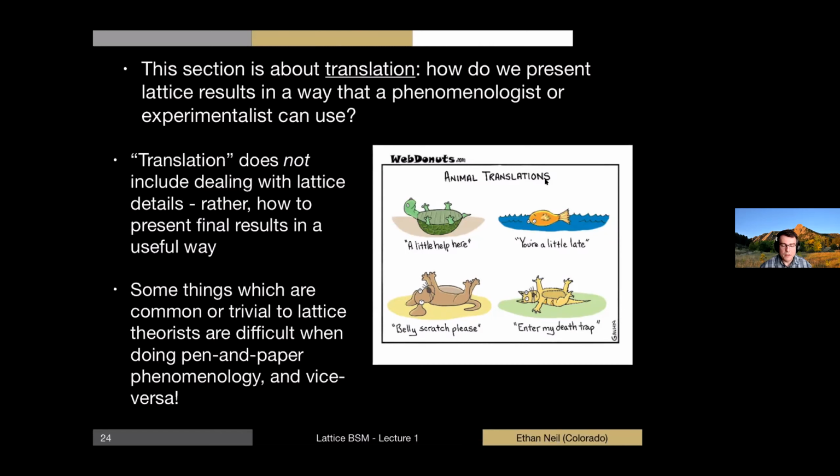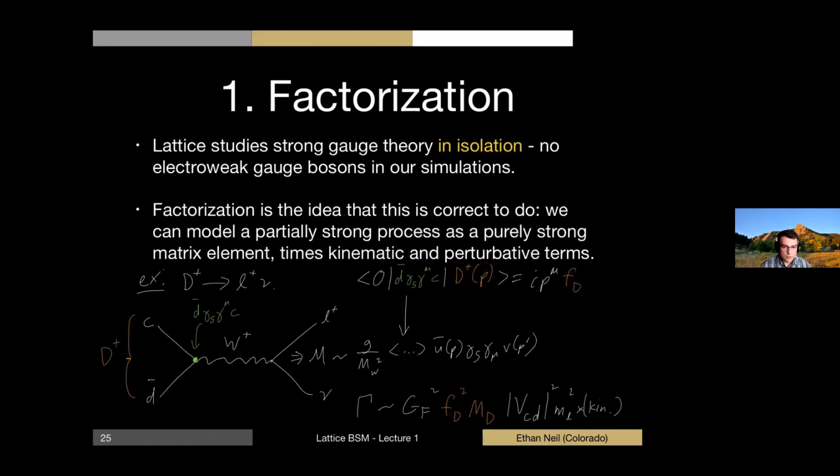And the reason I say this is about translation is that there's oftentimes a small language barrier between lattice experts and phenomenology experts. It can be difficult to translate certain things. There are things that are really common or kind of trivial on the phenomenology side that are really hard on the lattice side, and vice versa. So being able to present your results in a usable way is about knowing how to do that translation. Okay. And so I'm just going to highlight a few things that you should know in this regard.